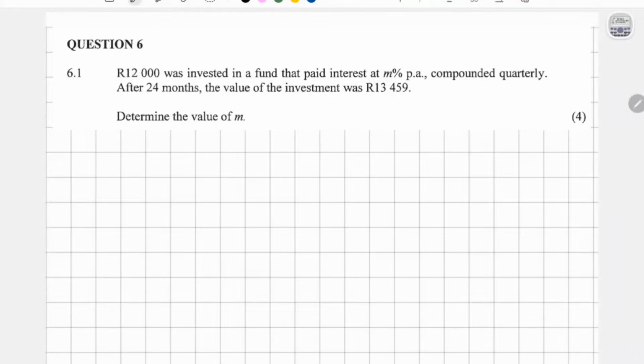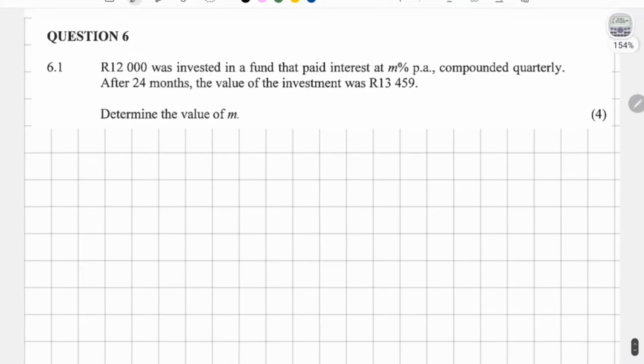So question 6.1 says 12,000 Rand is invested in a fund that paid interest of M% per annum compounded quarterly. After 24 months, the value of the investment was 13,459 Rand. And we have to determine the value of M. Okay, so money was invested. It grew at a specific interest, compounded quarterly. And then after this amount of months, the value of the investment is this.